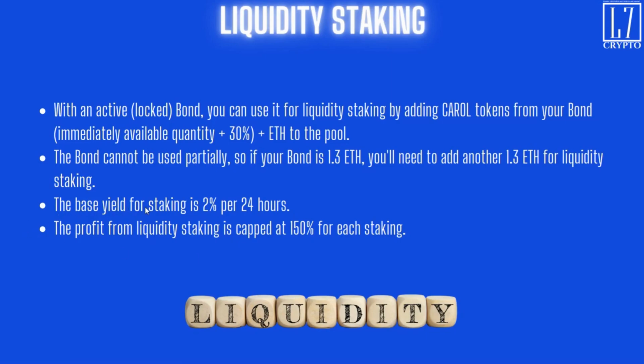Now, the base yield for staking is 2% per 24 hours. Then the profit is capped at 150% for each stake. My thing, like I said in the video, is how high can your daily return go? Because you see where mine is at. I haven't seen anybody get that close yet. Now, I don't know if it's because people are claiming already. I'm trying to get to a certain point and then start doing whatever I'm going to do.